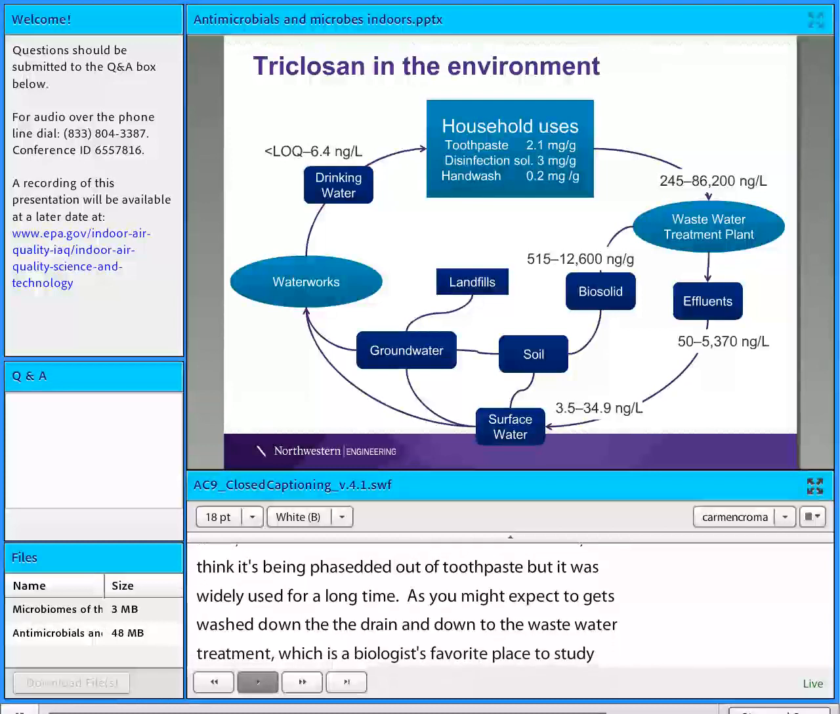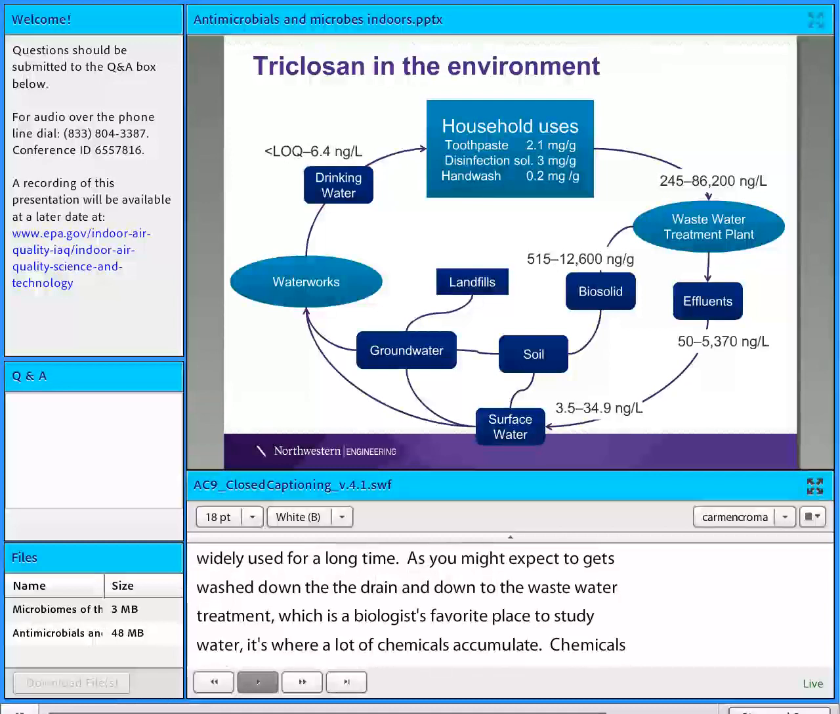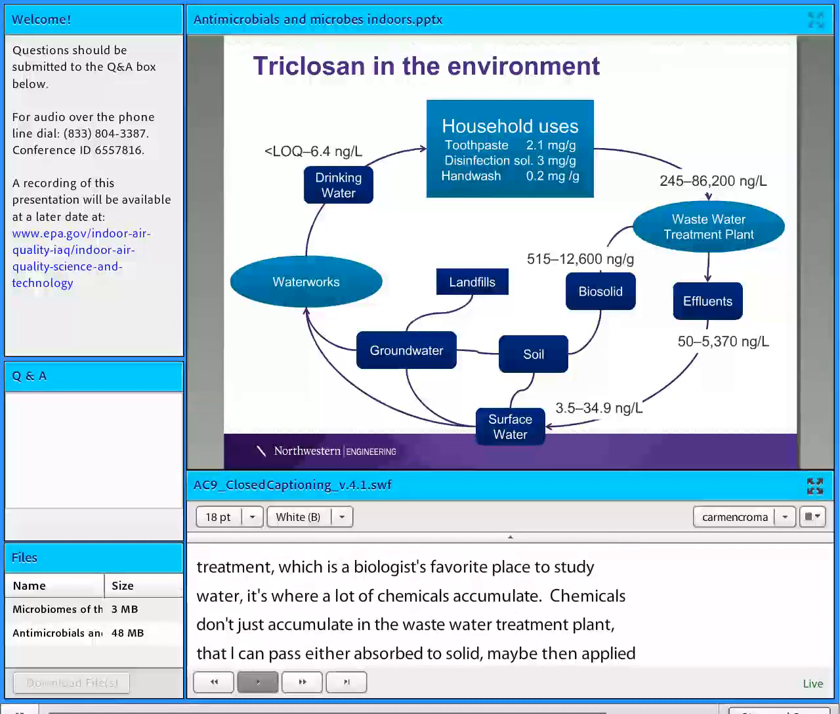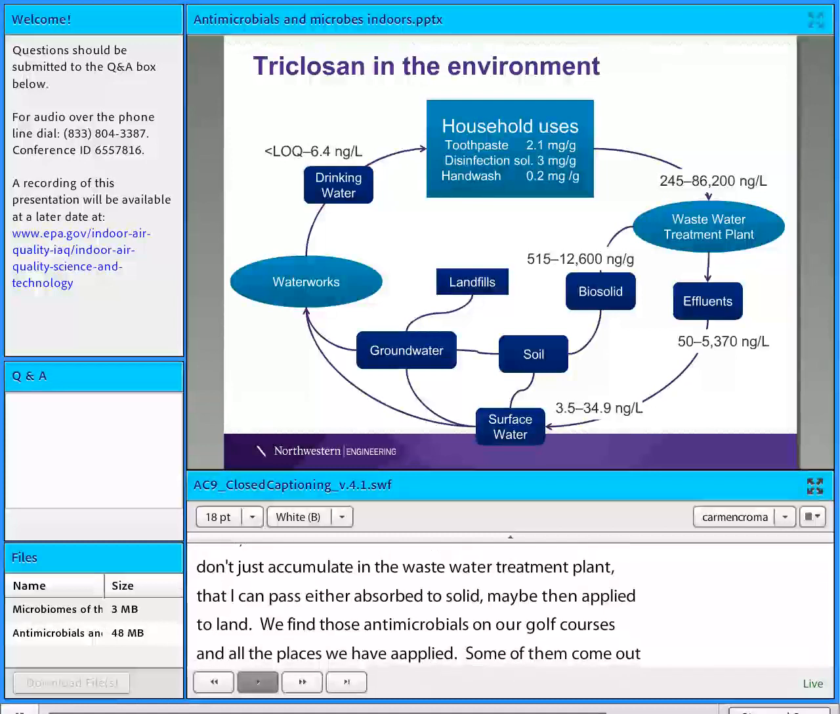And of course, chemicals don't just accumulate in the wastewater treatment plant. They can then pass through, either sorbed to the solids, which are then maybe applied to land, and so then we find those antimicrobials again on our golf courses and all of the places that we've applied land-applied biosolids. And some of them also come out through the water, so then they can be found in our surface waters and eventually make their way back into our drinking water supply.